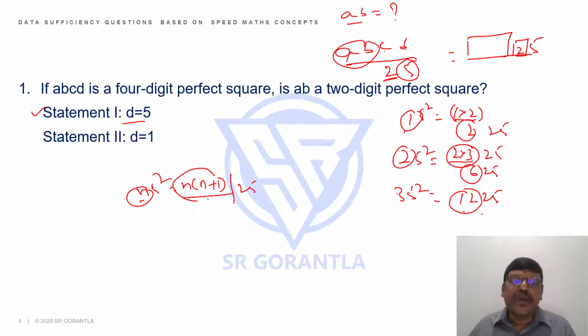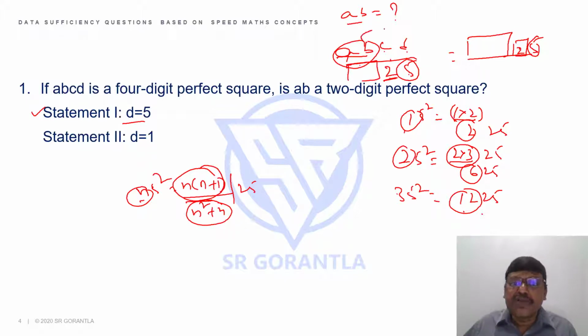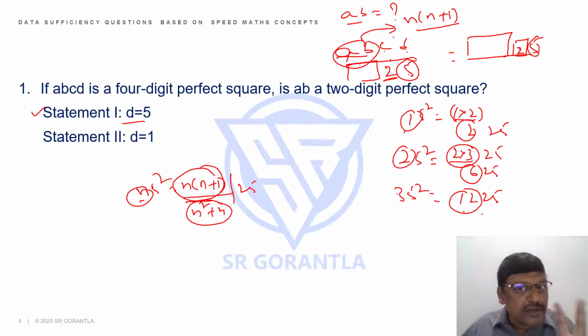So students, if it is going to be n into n plus 1, it is n square plus n, which means it can never be a square. For any perfect square that is ending with 5, the tens place is 2. If I take the first 2 digits, in this ABCD, D is 5 means C is 2, but what about AB? This AB is going to be the product of 2 consecutive numbers. Product of 2 consecutive numbers can never be a square.